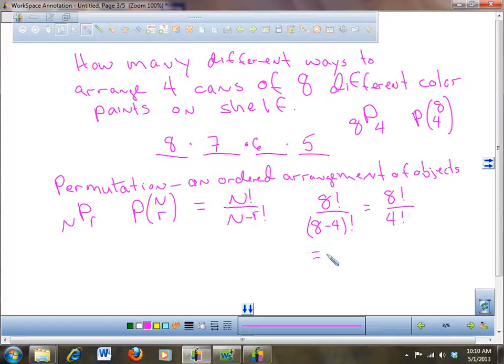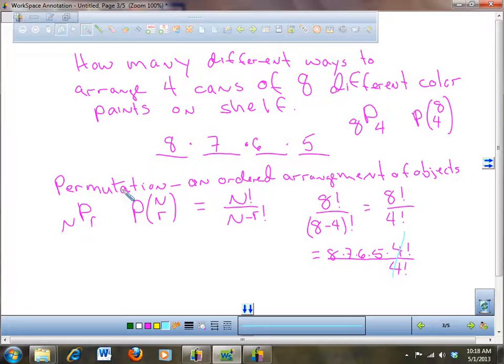Which can be thought of as 8 times 7 times 6 times 5 times 4 factorial divided by 4 factorial. And what happens to those 4 factorials? They cancel out. See? So that's why it's 8 times 7 times 6 times 5. So permutation is the number of objects over the number of places you have to put those objects. That's the way you can do it algebraically, but you can just think of it as 8 times 7 times 6 times 5 in this case. So that's a permutation. Right?